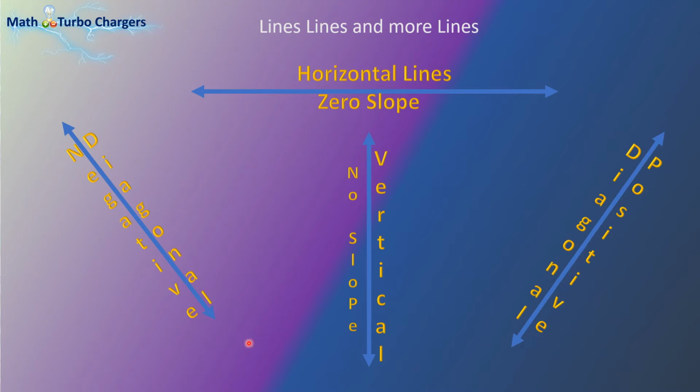Lines can be graphed in one of three different directions. We have our diagonal lines, we have our flat horizontal lines, and then we have our vertical lines that stand up. There are four different types of slopes. We have our zero slope, no slope, our negative slope, and then we have a positive slope.